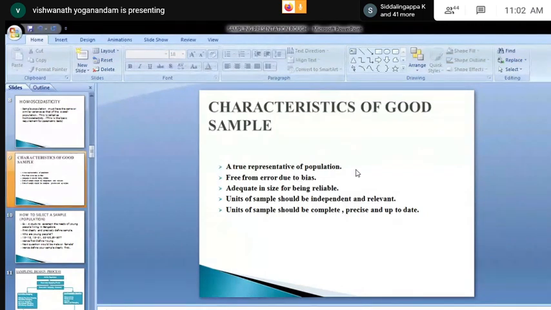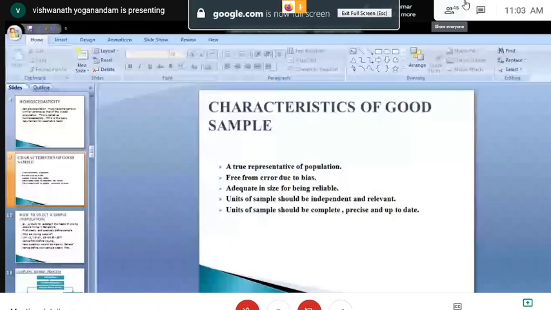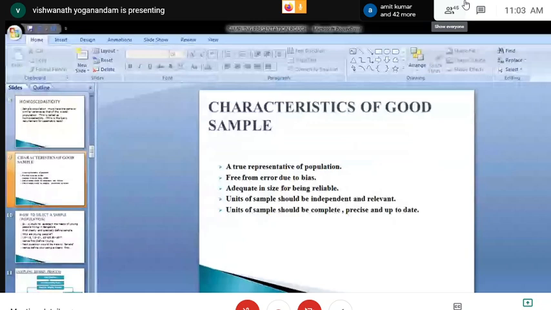The population and the sample should be similar and free from error and bias. Bias could mean you are just taking samples without any proper strategy. And the sample should be adequate in size for being reliable.